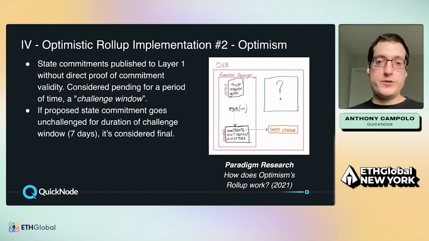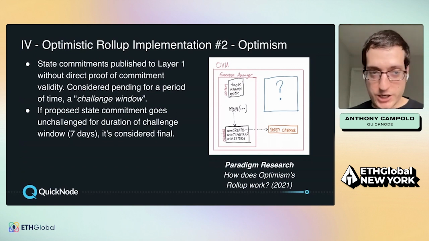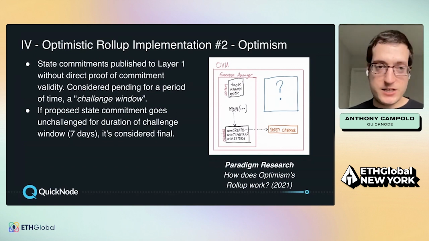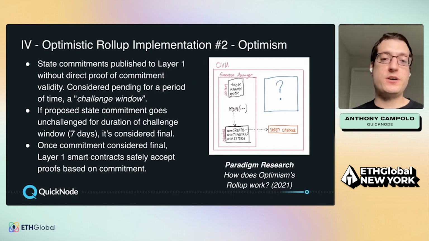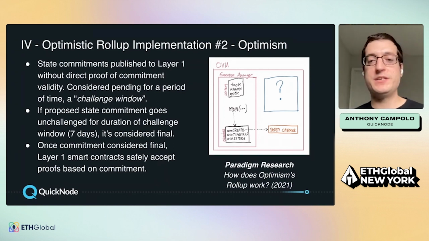So if a proposed state commitment goes unchallenged for the duration of those 7 days, then it's considered good and there's considered no issue. But if someone does challenge it, then you will have a basically fraud proof that will happen. So once the commitment is considered final, the layer 1 smart contract will safely accept the proofs based on the commitment.